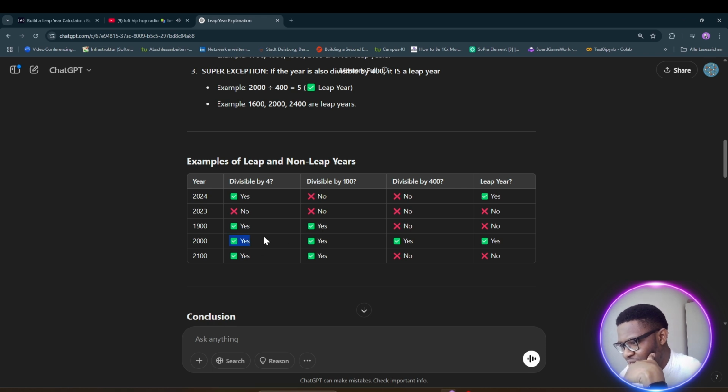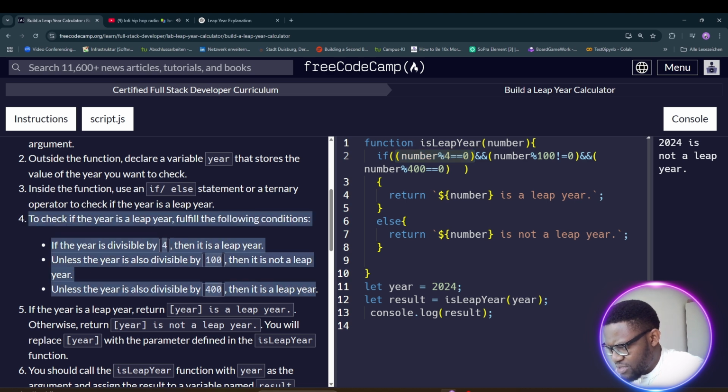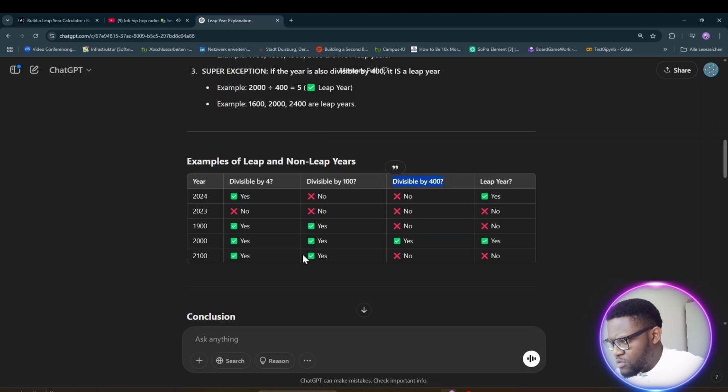how come? Because here it's been said that 2000 is divisible by 4, also divisible by 100, and it's also divisible by 400. Okay, unless, but that's it. I don't really get it because it's a little bit complicated. I don't know if they didn't define it very well. Okay, let me ask ChatGPT to explain it again.